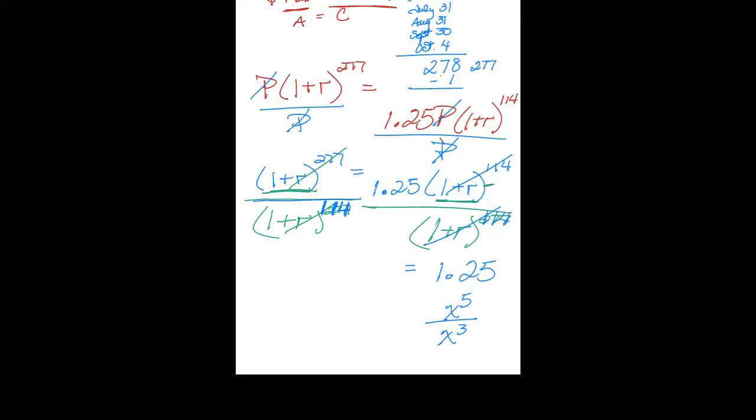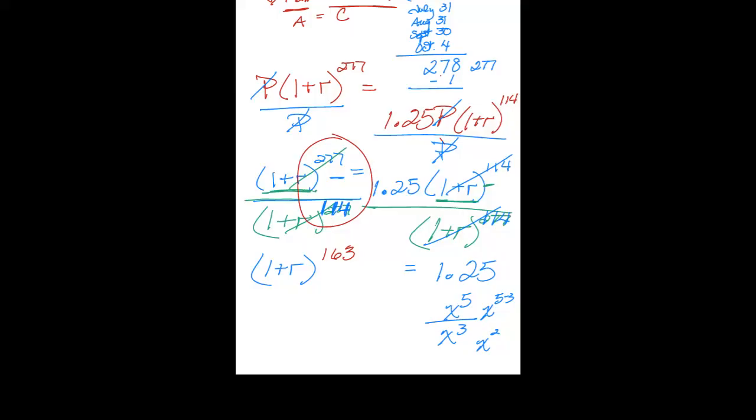What would I do here, guys? x to the 5th divided by x to the 3rd. Subtract. You get x to the 5 minus 3, which is x squared. So here, if I have this to the 277 divided by this to the 1/14th, I get 1 plus r, and I need to subtract these amounts to get 163.